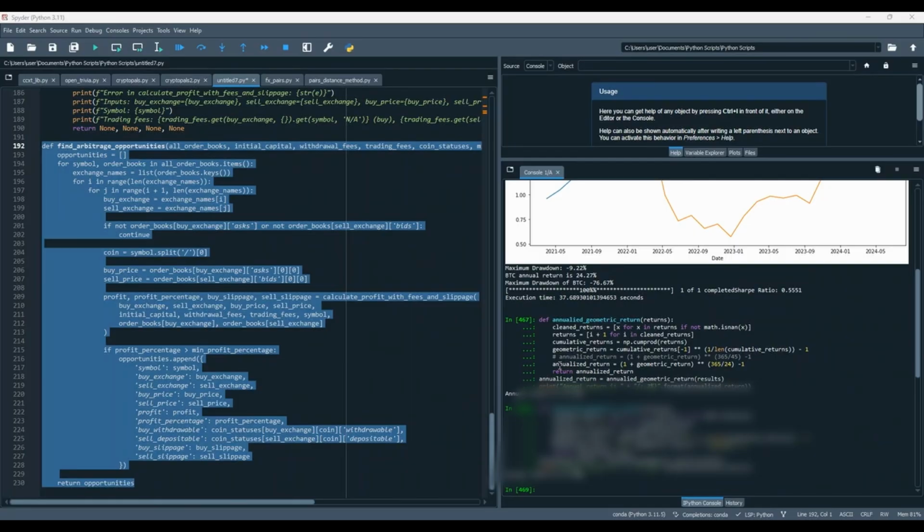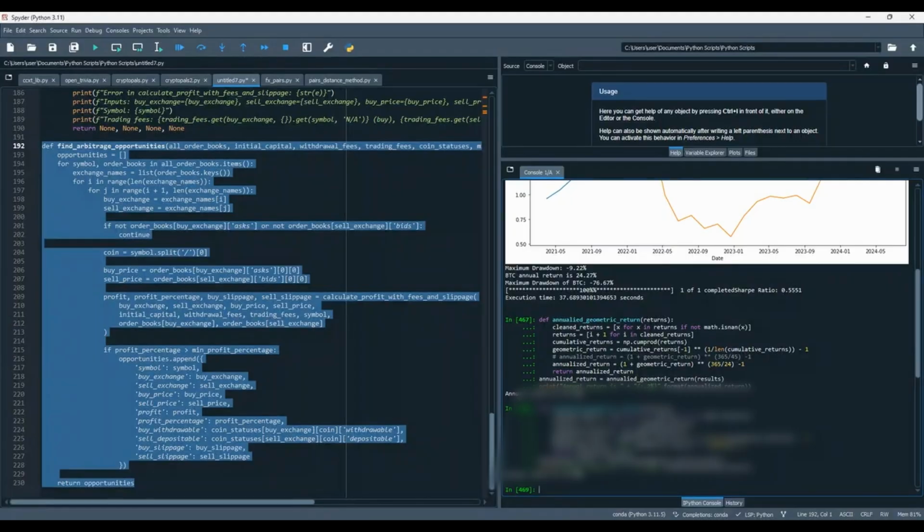Then it loops through order books for each asset symbol in all order books, and it retrieves all exchange names for that asset. Then the function iterates through every unique pair of exchanges to identify.